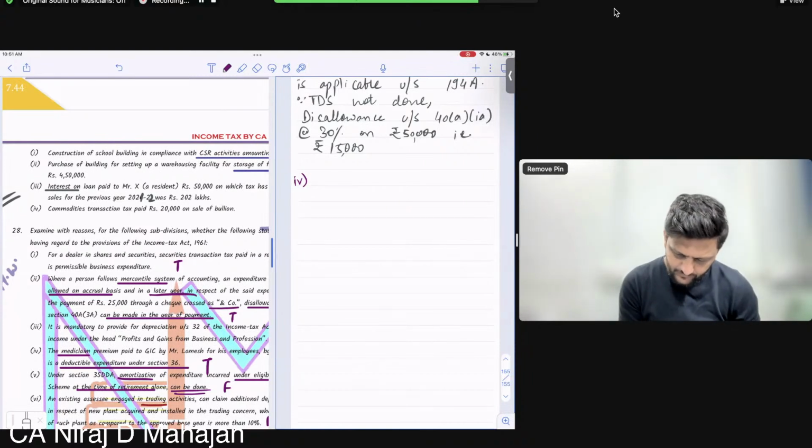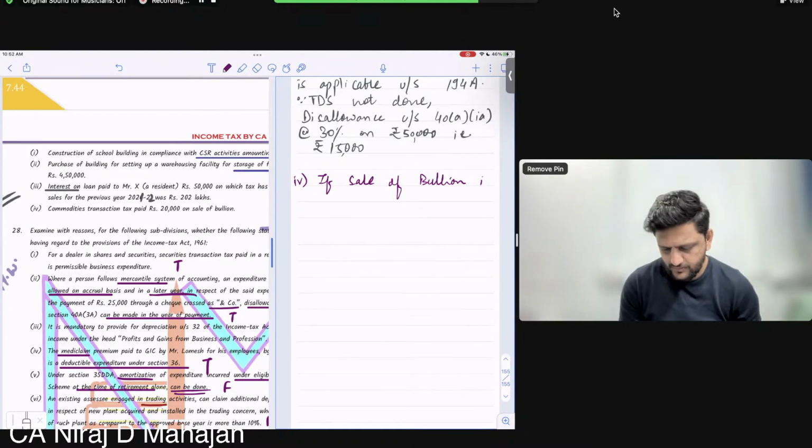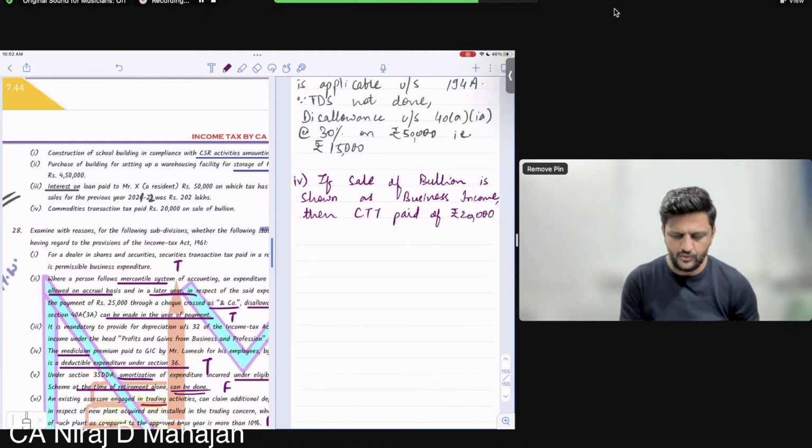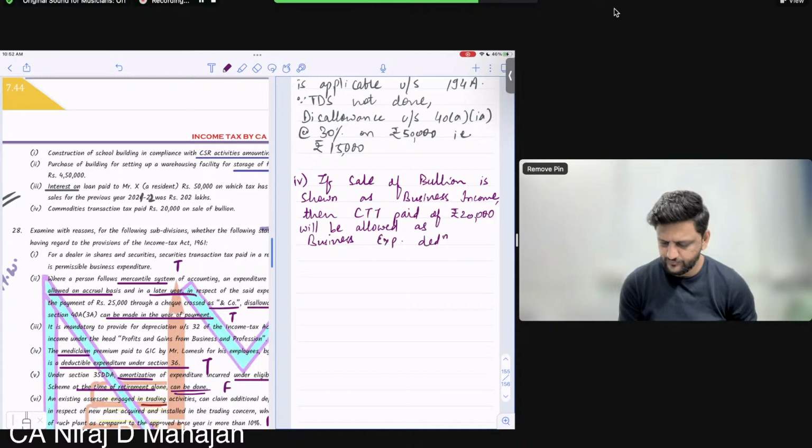Now, if sale of bullion is shown as business income, then CTT paid of rupees 20,000 will be allowed as business expenditure deduction under section 36(1)(xvi), I think.